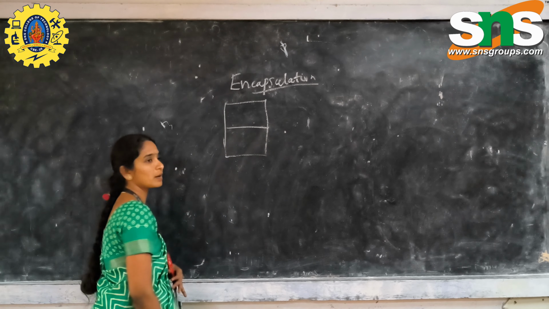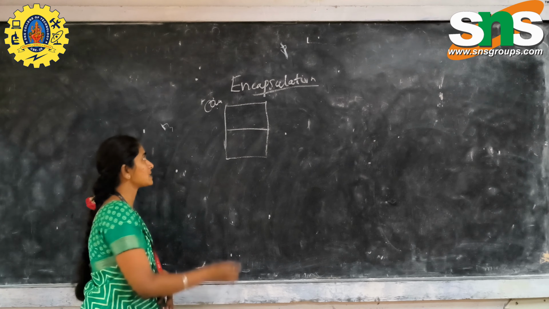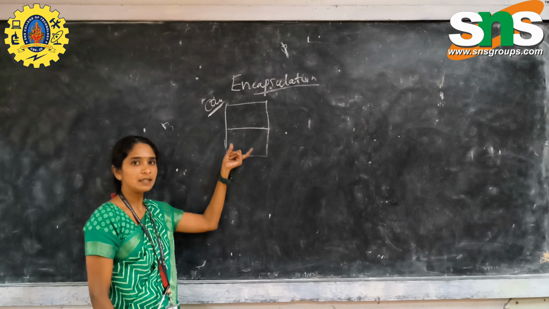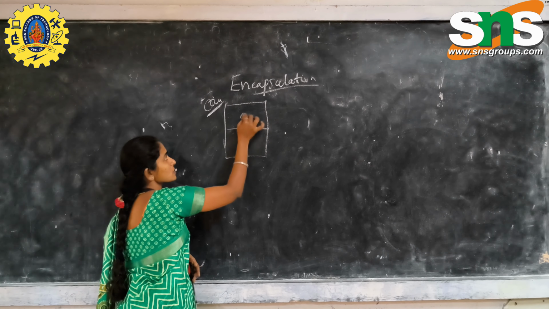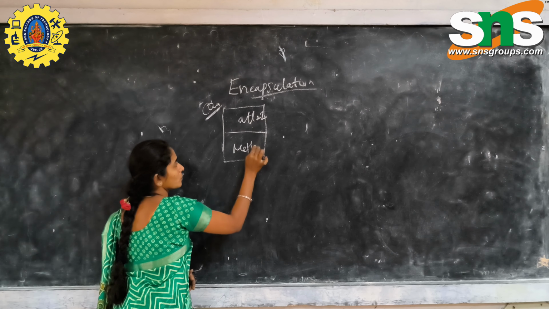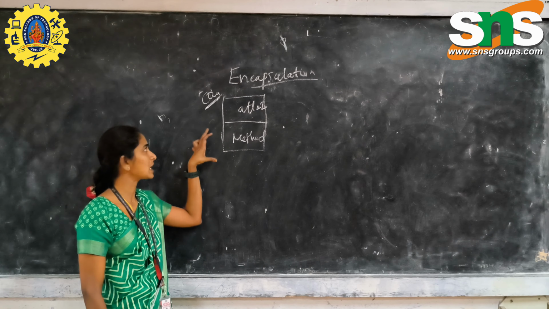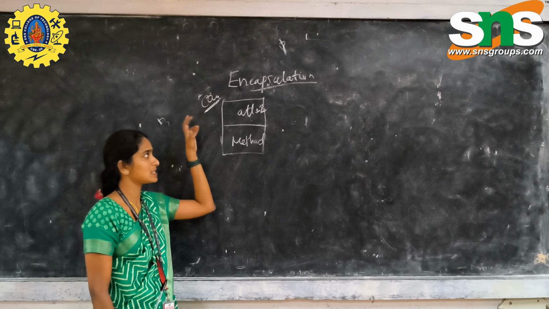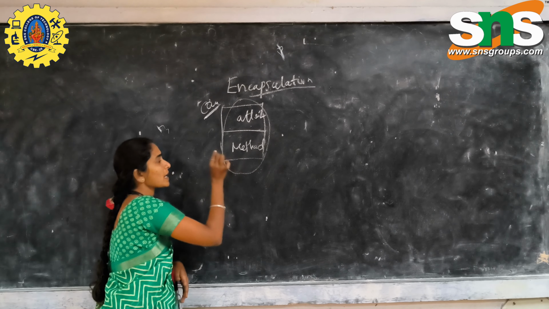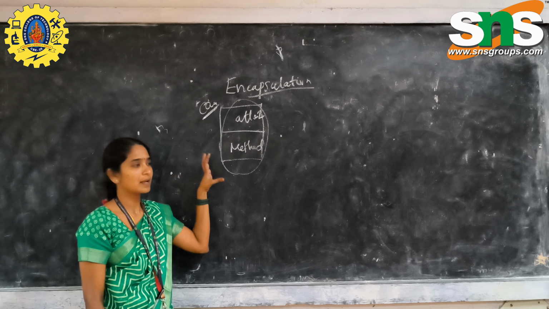If I create the class name as car, this is my class name car. Inside the class I need to define my attributes. This is the attribute and this is my method. All the attributes and methods are incorporated in a single class. So this is the encapsulation.